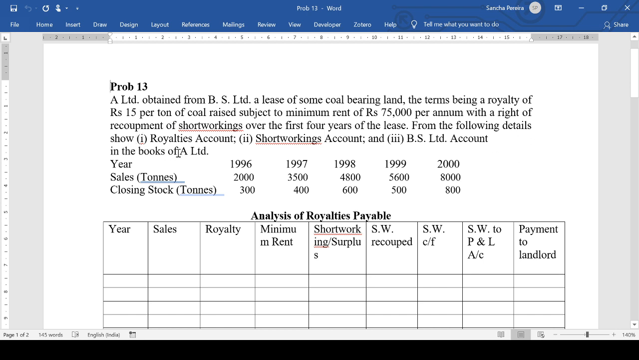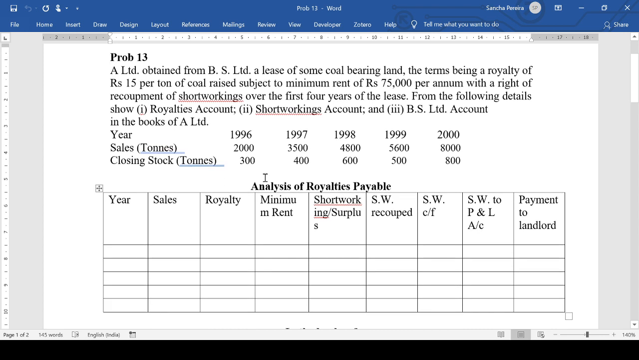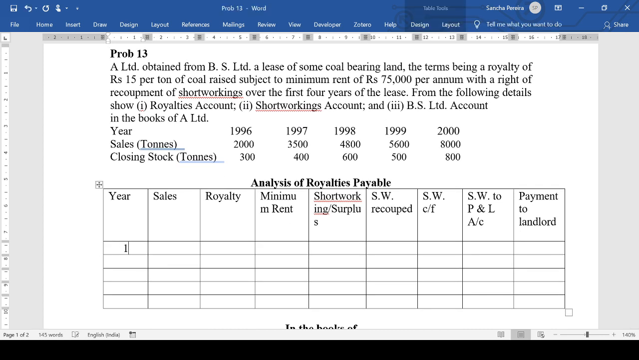From the following details show royalties account, short workings account and BS Limited account in the books of A Limited. So we are preparing accounts in the books of the lessee. Now this is the difference in this problem. They've given you the years and the tons that are sold every year, and they've also given you the closing stock. Now we need to see how we are going to calculate the tons. So let's just start preparing this. Just write down all the years first. 1996, 1997, 1998, 1999 and 2000.